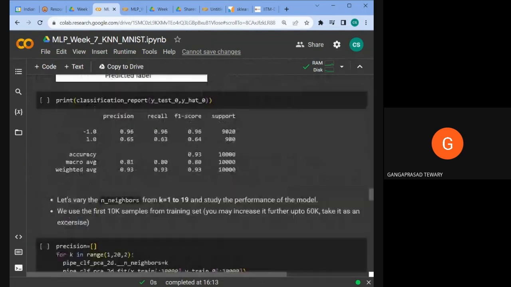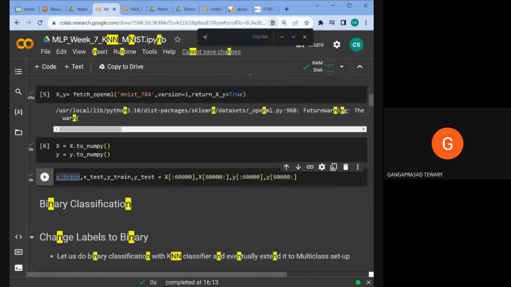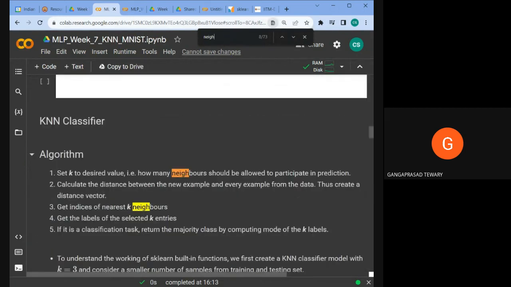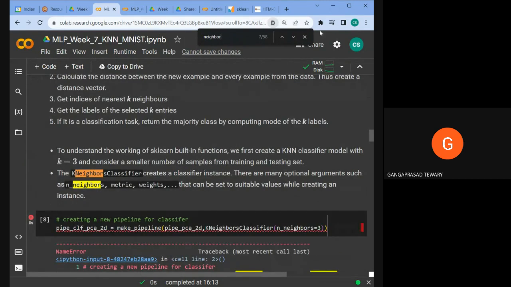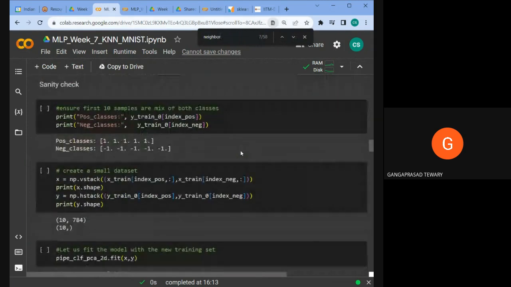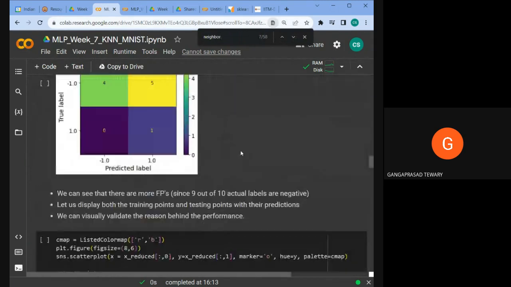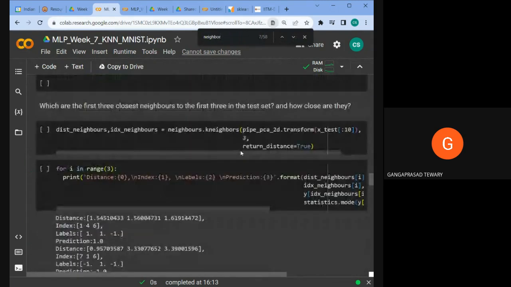Where was it? Here somewhere. Okay, here.